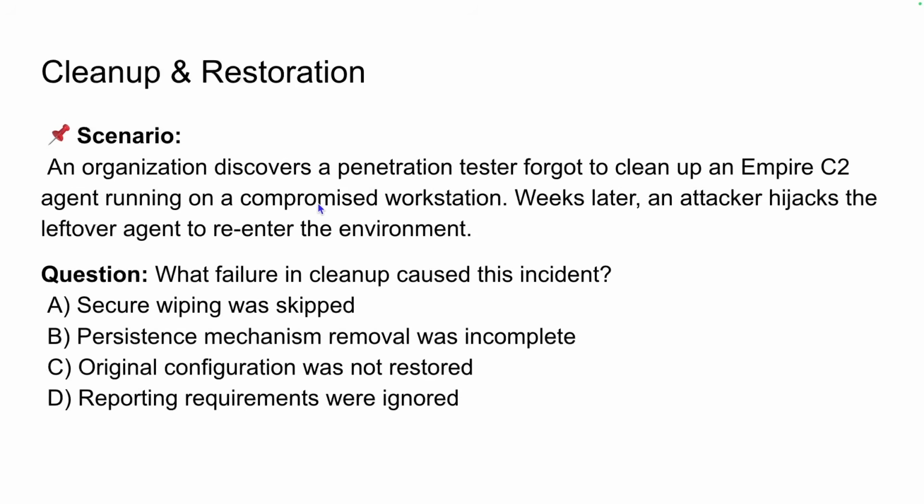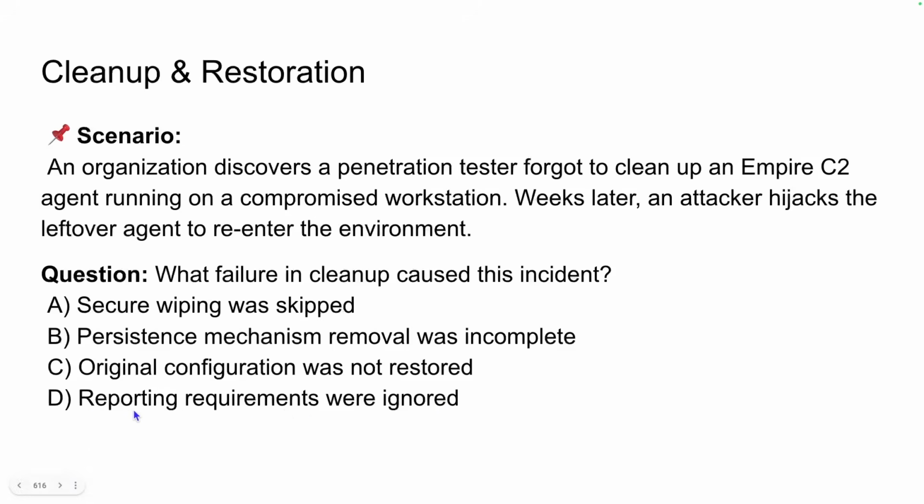Next, an organization discovers a pen tester forgot to clean up an Empire C2 agent running on a compromised workstation. Weeks later, an attacker hijacks the leftover agent to re-enter the environment. What failure in cleanup caused this incident? Oof. Secure wiping was skipped? Persistence mechanism removal was incomplete? That is definitely the answer. Frickin' B. Original configuration was not restored? Reporting requirements were ignored? So this is definitely an answer, right?